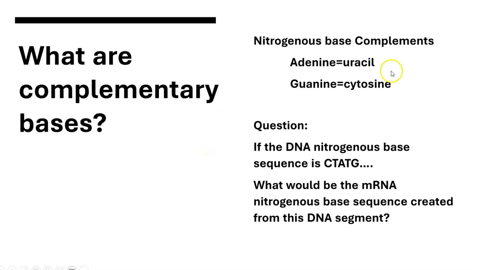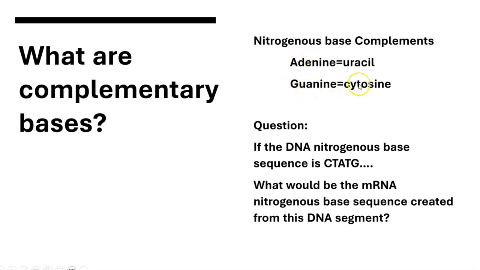The one difference that we have is that thymine is not present in RNA molecules. So thymine is going to be replaced with uracil. So wherever you would normally want to place a thymine, you would substitute it with uracil instead if it's an RNA molecule. So if there's an adenine on one side, then it would be uracil across from it. If there's a uracil on one side, you would place adenine across from it.